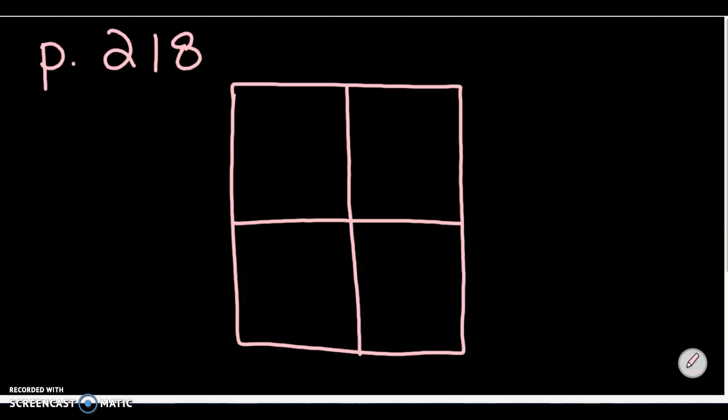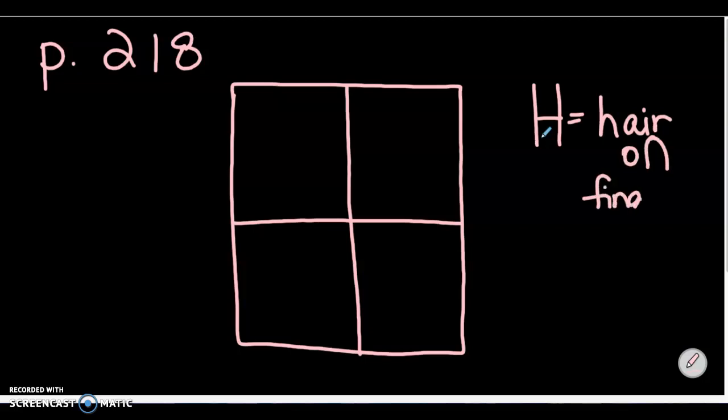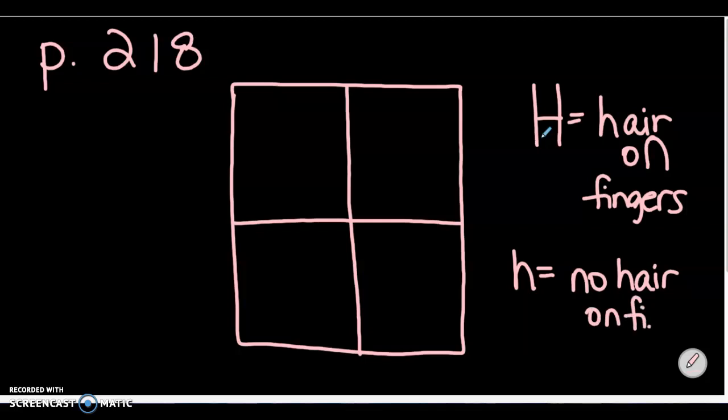So first we're going to write out, we have capital H, and that is going to be our dominant gene for hair on fingers. And then lowercase h, which is our recessive gene, and it's going to represent no hair on fingers. Alright, so let's look at our Punnett Square.